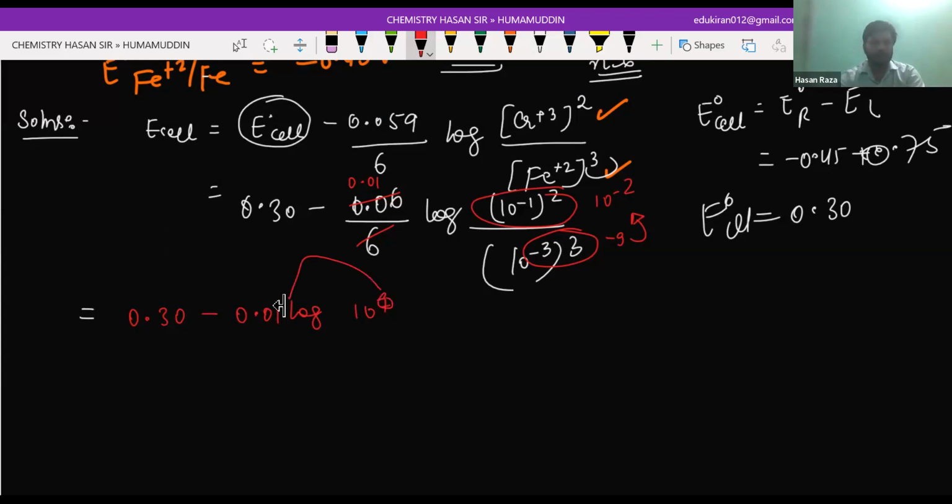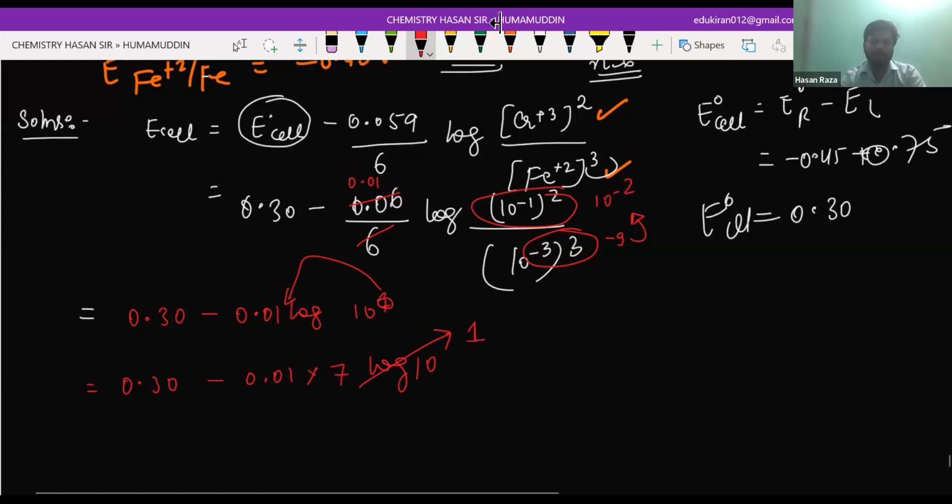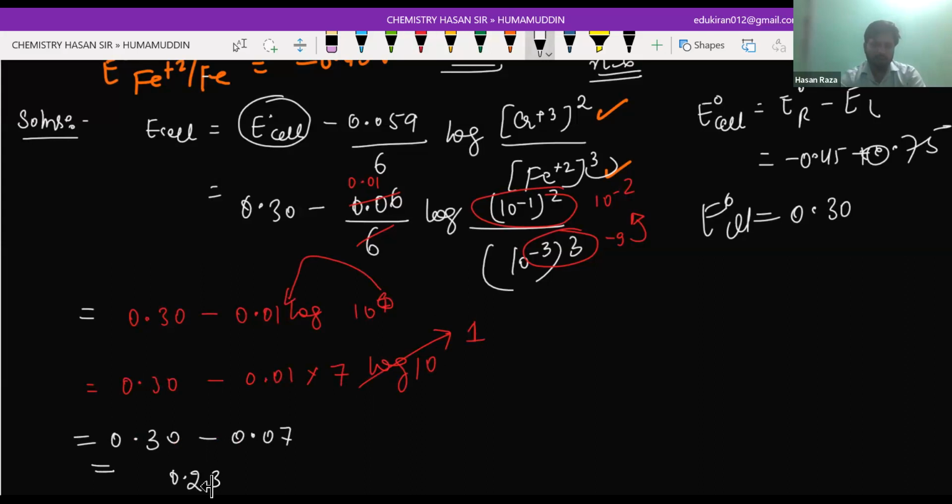Now you can see the power will move to this side, and then you know that 0.30 minus 0.01 into 7 and log 10. Log 10 has a value of what? 1. Yes. And now you can see 0.30 minus 0.07. So it will be equal to what? 0.23. Yes, sir. So this is your result. Done, sir. Okay. That's great.